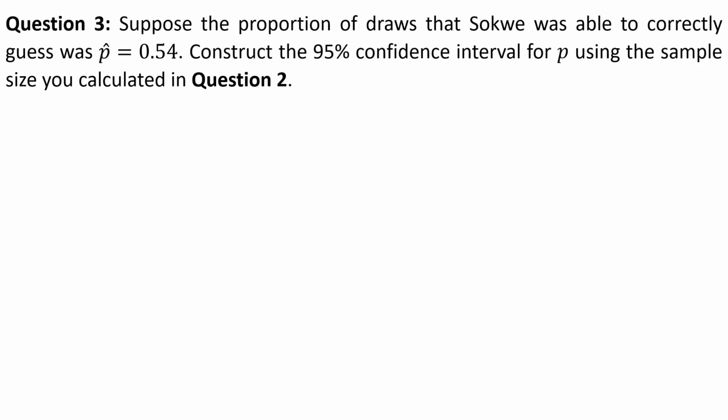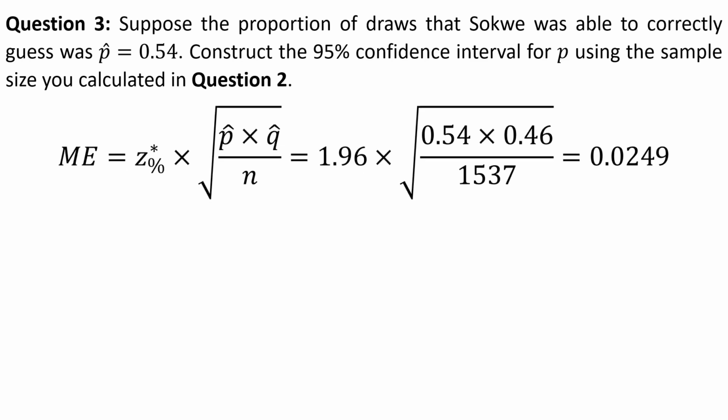Okay, so here we're going to actually construct a confidence interval. So suppose the proportion of draws that Sakwe was able to correctly guess was 0.54. We're to construct a confidence interval using the sample size that we just looked at. And so here we can first calculate the margin of error. The margin of error is a critical value times the standard error of p hat. Critical value for 95% is 1.96. The standard error is p hat times 1 minus p hat divided by the sample size, and then you take a square root. And so calculating all of that, we get a margin of error of 0.0249.